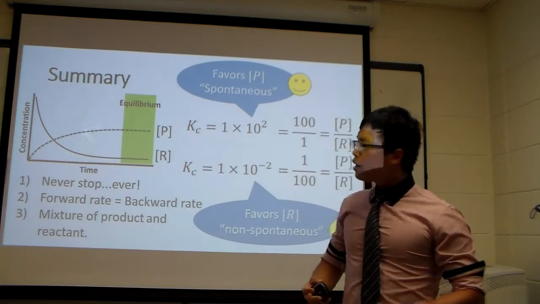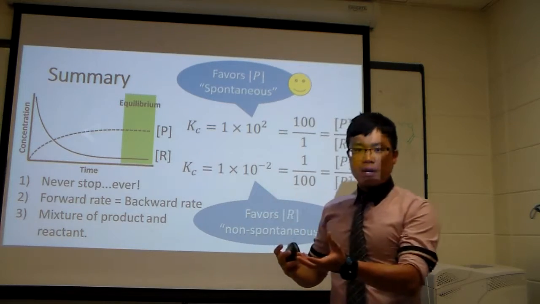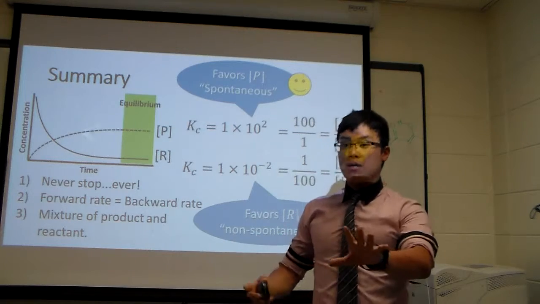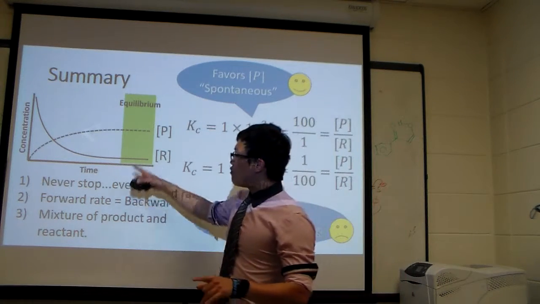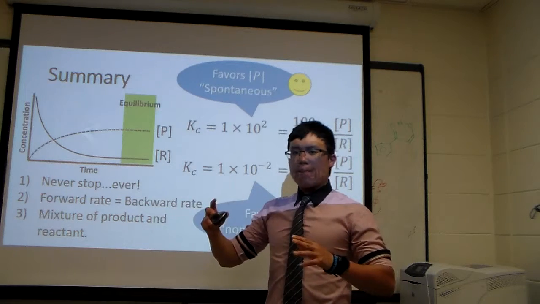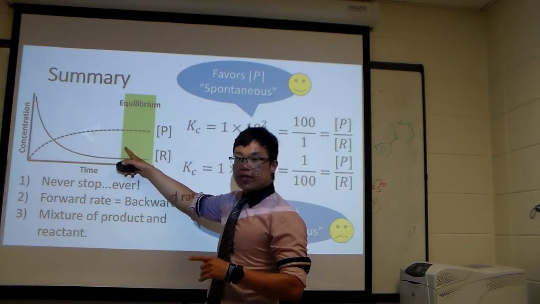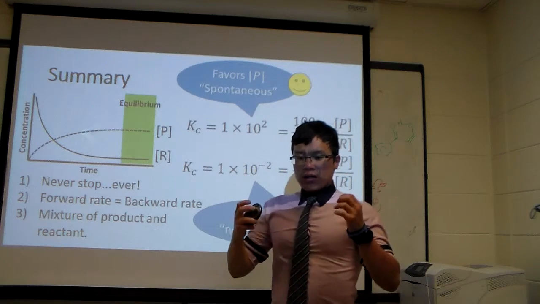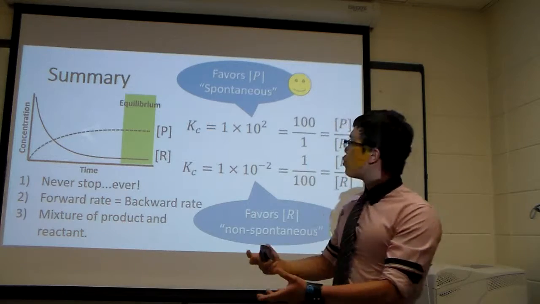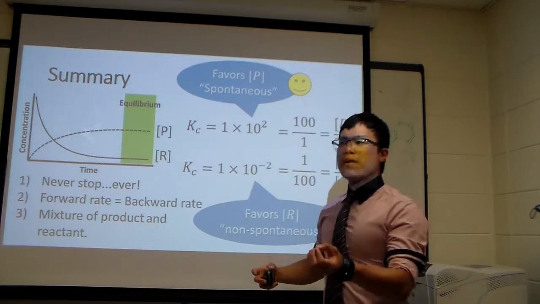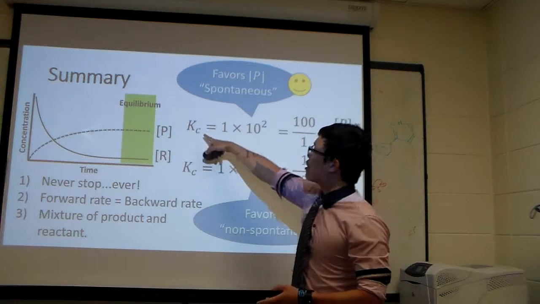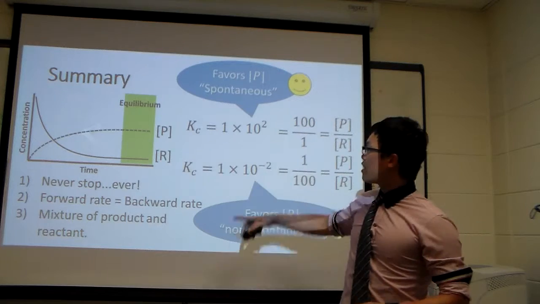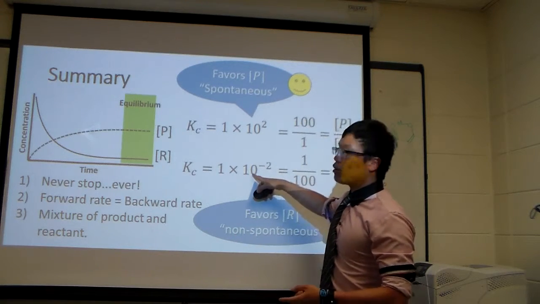So, summary. We have learned about the concept of equilibrium. Most chemical reactions exist in equilibrium. They never stop, like ever. But the forward rate and backward rate can happen at the same rate. Once they reach a point which we call the equilibrium point, they happen at the same rate, and we get a mixture. Chemists are interested in making product, so they want to know if the equilibrium favors product or reactant, so they come up with the equilibrium constant to determine spontaneous or non-spontaneous. I gave you the cutoffs: 100 or above, or 0.01 or below.